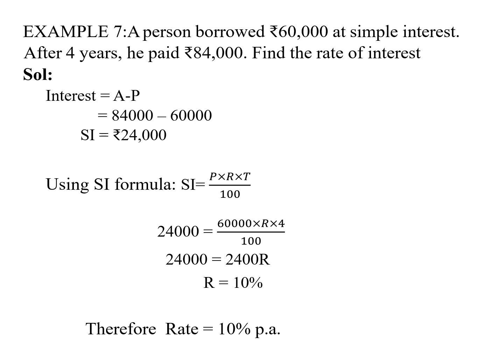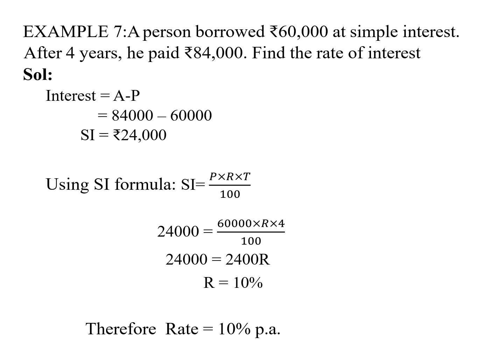So look into the solution. We are going to solve this example in two steps. In step 1, we are going to calculate interest. The interest formula is amount minus principal. Here the amount is 84,000 minus the principal amount 60,000. After subtracting, we got 24,000 as the simple interest. So by using the simple interest formula, we are going to calculate the rate of interest.